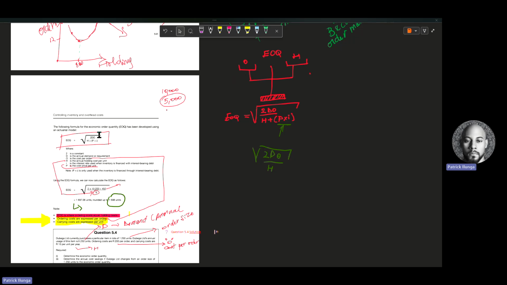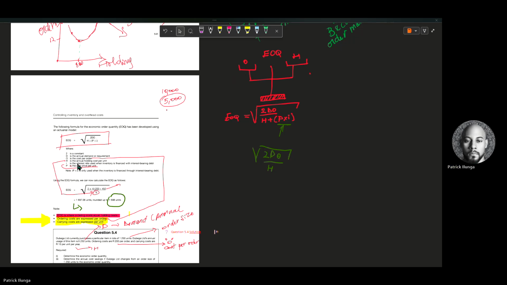So EOQ will be the square root of what we have inside, which is 2. 2 is a constant. D is the annual demand or requirement. What is our annual requirement? Our annual requirement is 19,200. So it's the demand: the company needs 19,200 for the year.